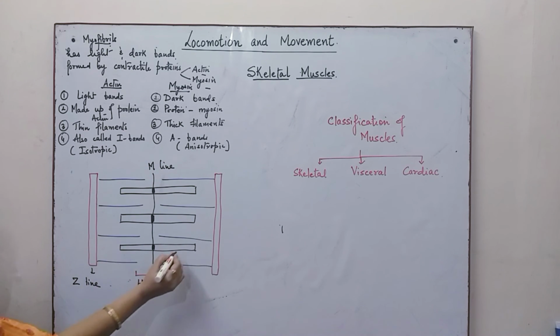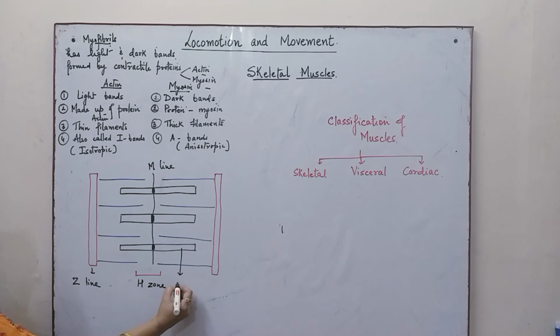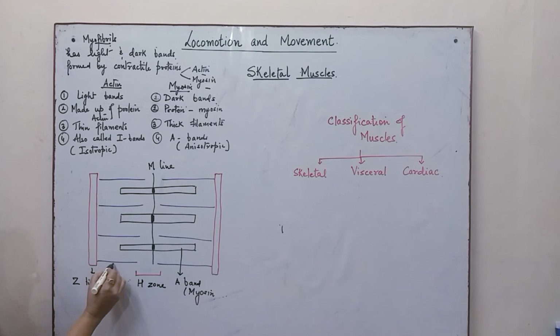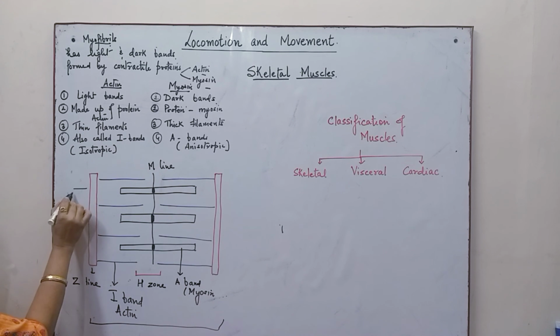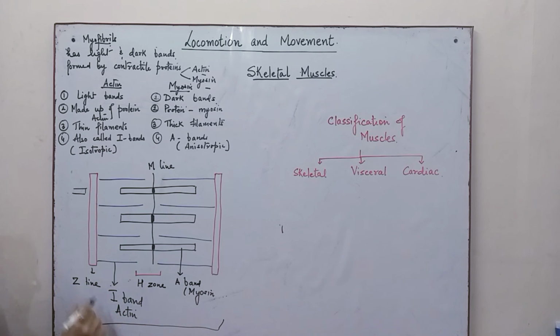Then the thick filaments which you see over here are A bands, that is made up of myosin, and these blue thin ones are the I band, that is made up of actin, and this one Z to other Z, because this will continue over here also. So over here, from one Z line to another, this is sarcomere.